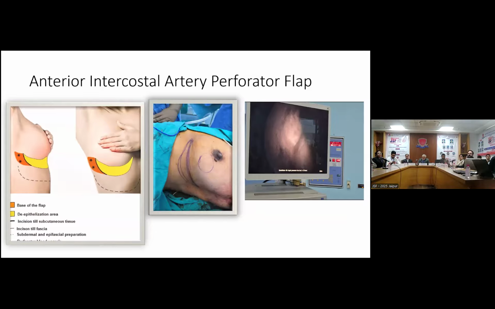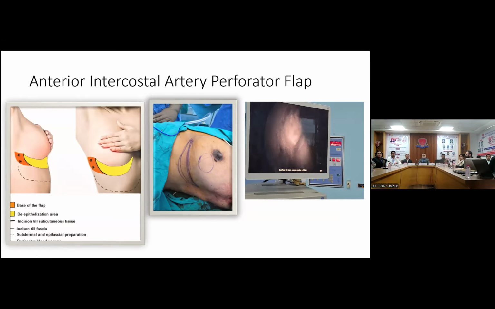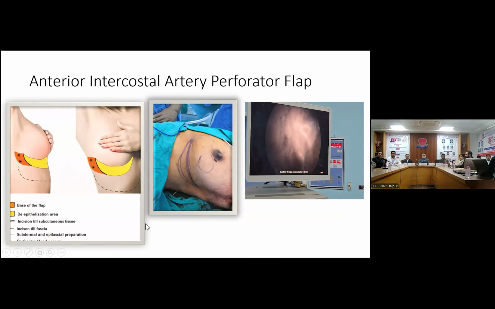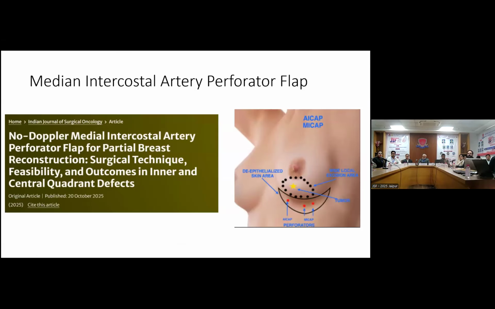So anterior intercostal: one of our patients with a tumor underwent an anterior intercostal perforator flap, and we can show the ICG and the perforator, which is clearly visible. Next, this is the final result of that patient. Then we have the median intercostal artery perforator flap.